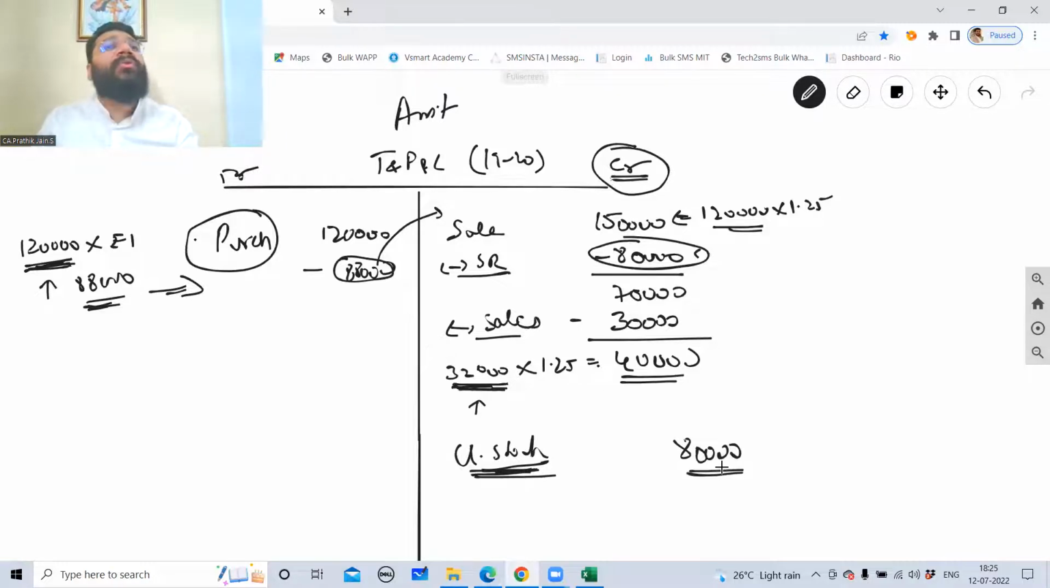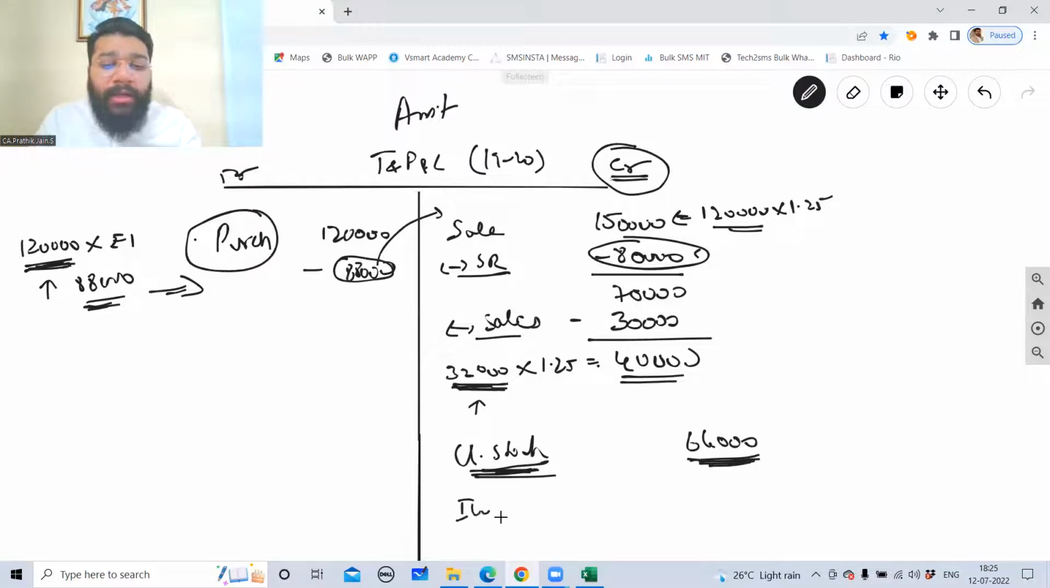80,000 will be recorded as my closing stock. Am I right or no? 80,000 is the selling price, no? Whatever its proportionate cost price. 64,000 is the proportionate cost price. That is 80,000 minus 20%. Correct? Profit on sale is 20%. So 80,000 minus 20% if you do, you will get 64. So 64,000 is the closing stock.